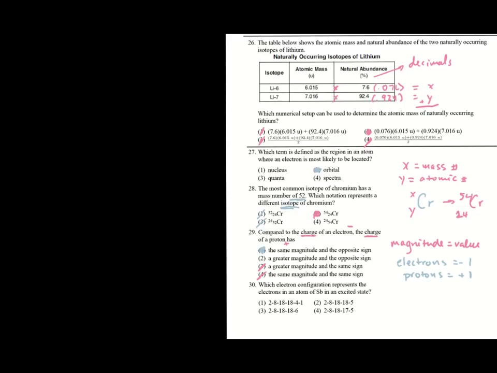And final question, which electron configuration represents the electrons in an atom of Sb in an excited state? So I have a reference table. You should look up the electron configuration for Sb in the ground state. So you should find that antimony Sb is, oh, that's an ugly 2. Let me erase that. It's 2, 8, 18, 18, 5. An excited state means we're taking an electron from a lower level and bringing it up to a higher level. We could either bring it up here or to another level.